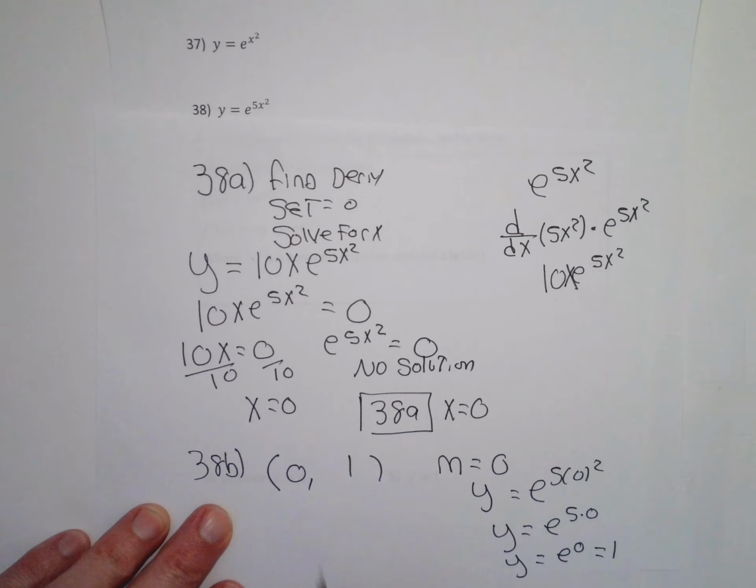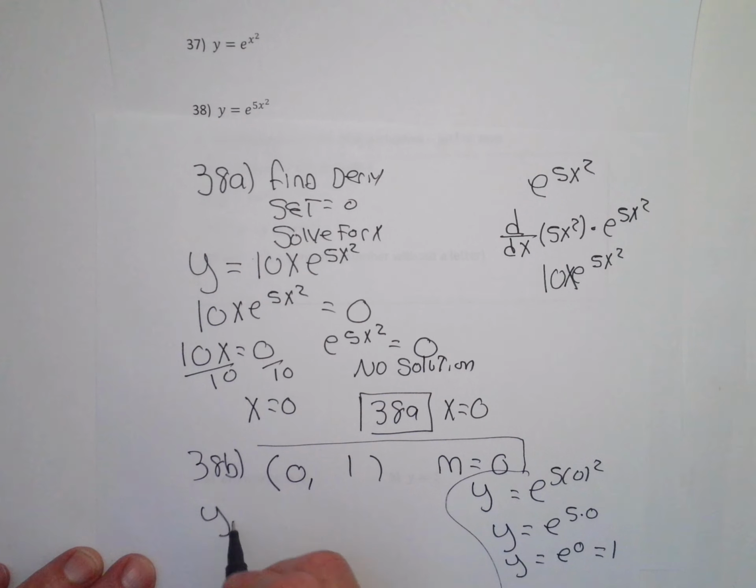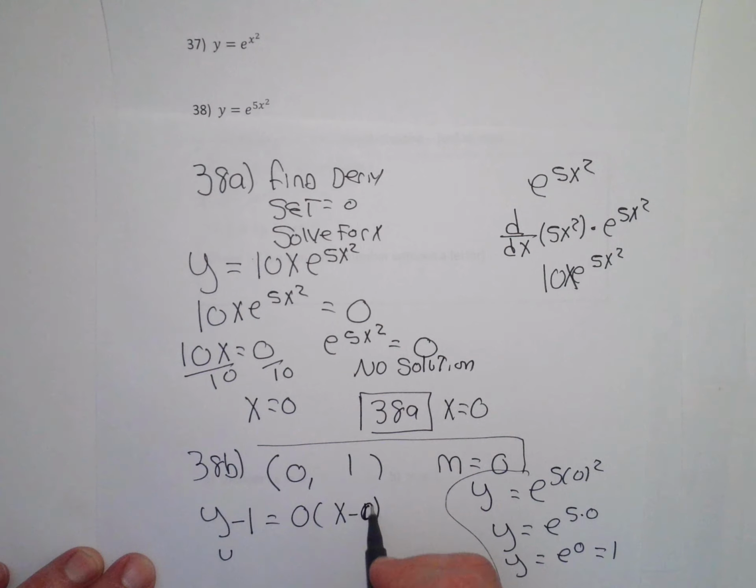So now I have a slope and a point, and I can just go y minus the y coordinate of the point equals the slope times x minus the x coordinate of the point, 0. That mistake was forgivable because the right side's going to come out to 0 because 0 times anything is 0. Now I'm going to add 1 to both sides and get y equal to 1 for my answer to 38b.